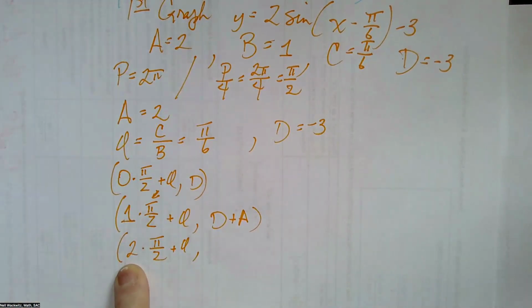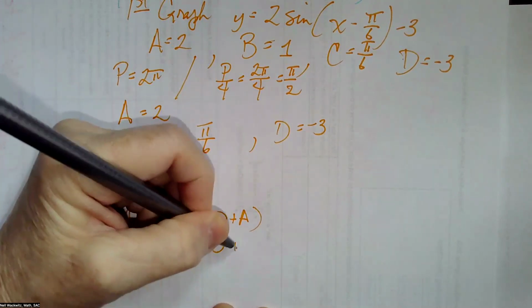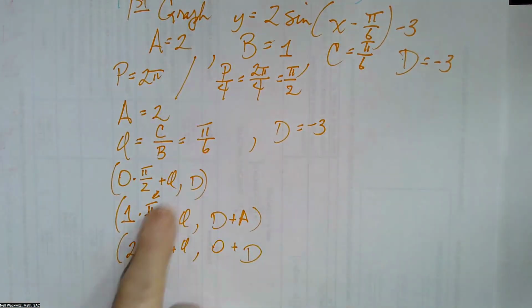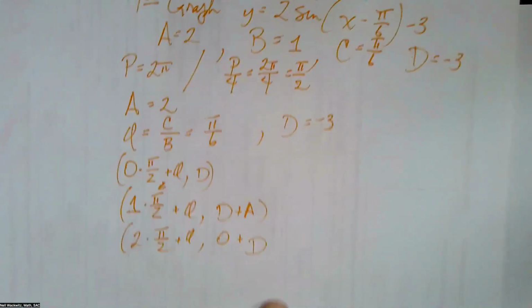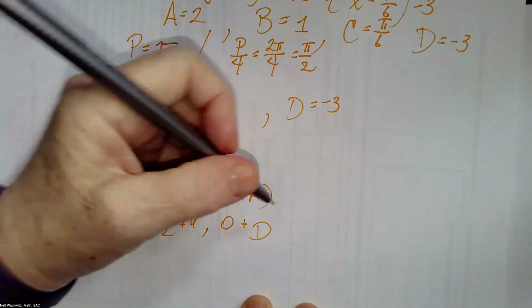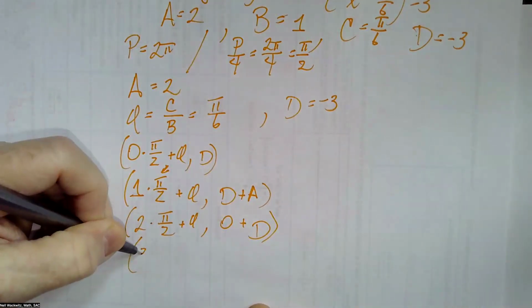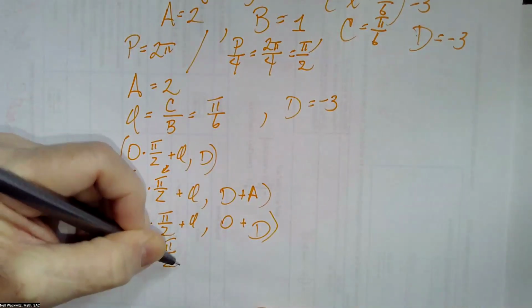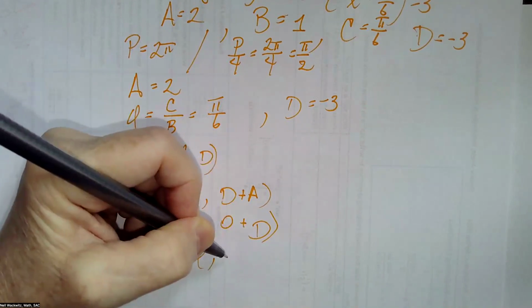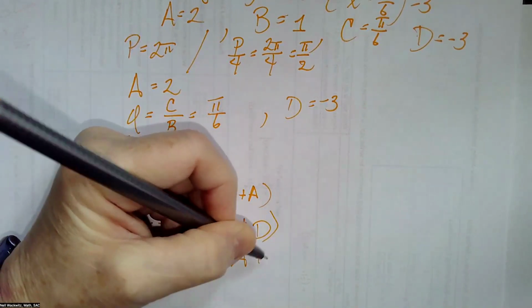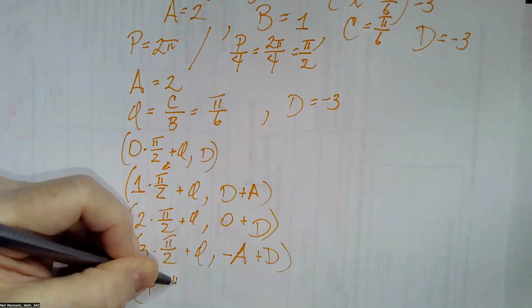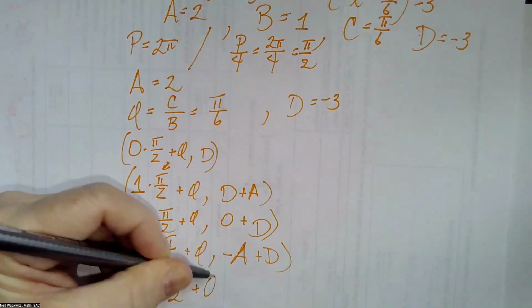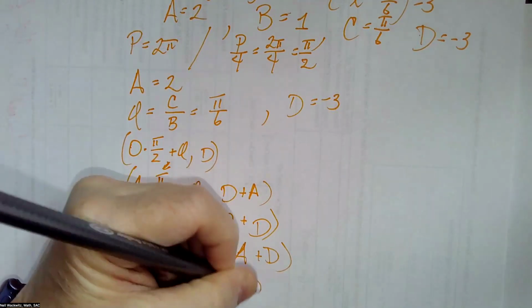So let's see, we've got 2 times pi over 2 plus phi, and this one is 0 plus D. So it's always 0, A, 0, negative A. 3 times pi over 2 plus phi, negative A plus D, and 4 times pi over 2 plus phi, D.